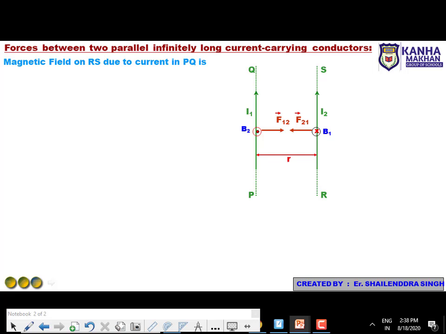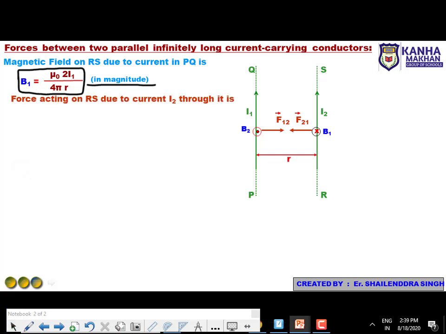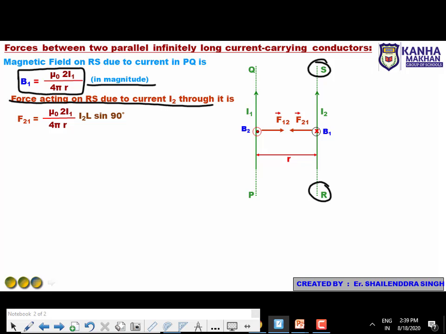Then the magnetic field on RS due to the current in PQ is given as B1 equals mu naught upon 4 pi, 2 I1 by R. It is the magnitude of the magnetic field here. We want to find the force acting on wire RS, in which current I2 flows, because that wire RS is placed in the magnetic field of wire 1.